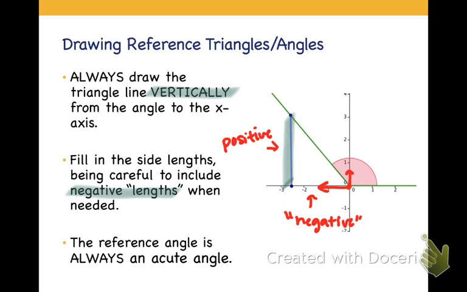And then our reference angles, they're always the angles that are inside these triangles. So they're always going to be these acute angles like 30 degrees, 45 degrees, 60 degrees. All of them are going to be angles that fit inside of these different right triangles.